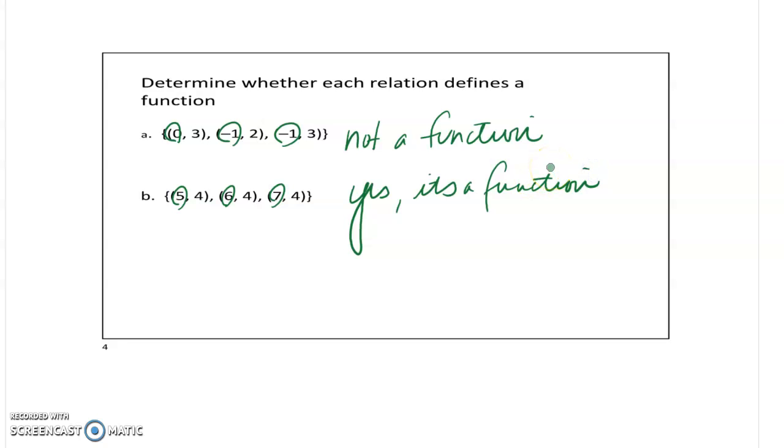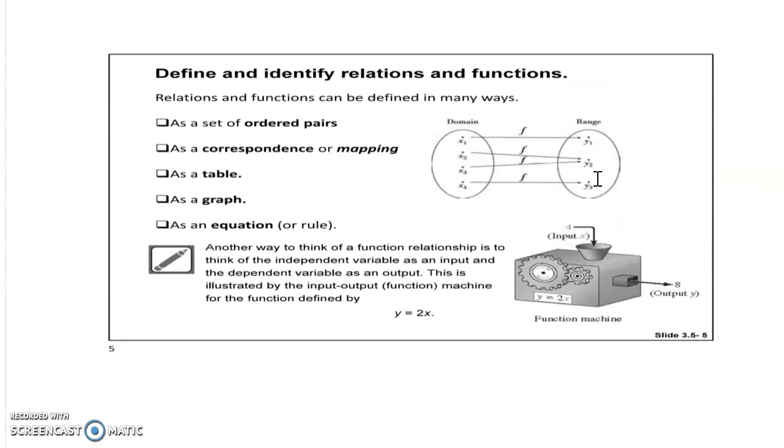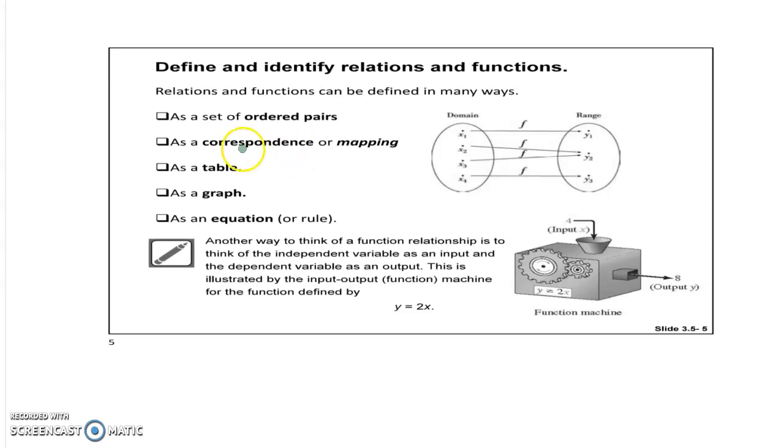Okay, so let's look at a couple of other things. We're also going to look at mapping, which is this right here. We'll talk about that in a second. We're going to look at it as a table, a graph, and an equation to see if we can determine whether it's a function or not. We looked at a set of ordered pairs. That's really easy. And actually a table is really easy. We'll show you how easy a graph is. Sometimes an equation's not so easy, but we'll conquer that in a minute.